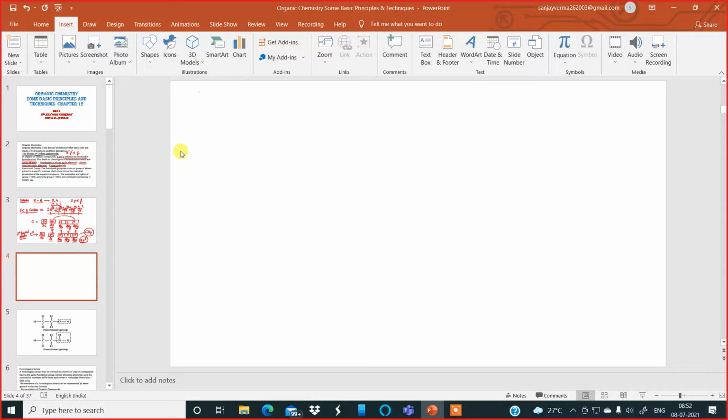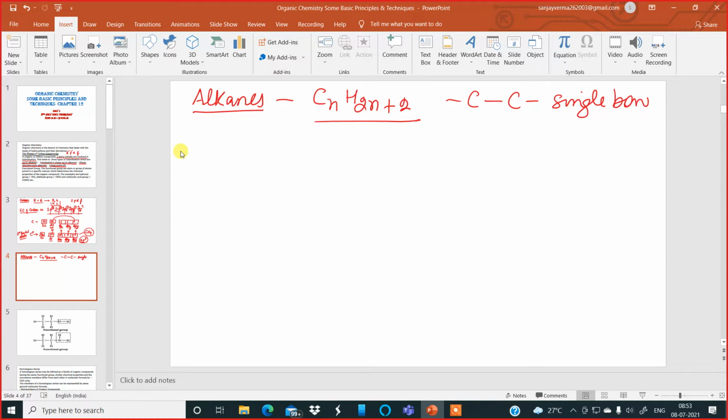That was hybridization. Now look at alkanes. Alkanes, I believe you remember, have the general formula CnH2n+2, and they are called paraffins. All carbon-carbon bonds are single bonds. Let's take an example of 2 carbon atoms, C2H6. This hydrocarbon is called ethane.